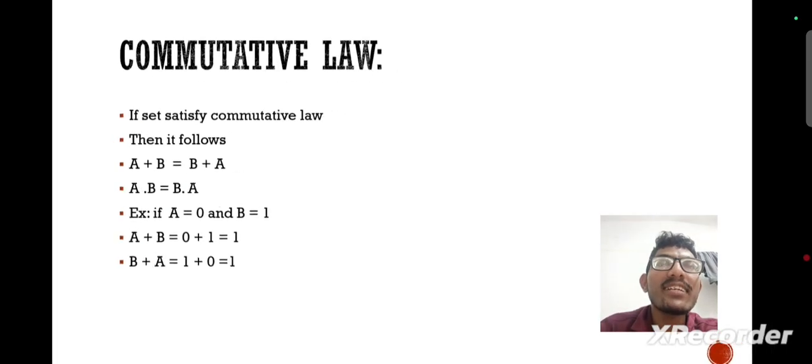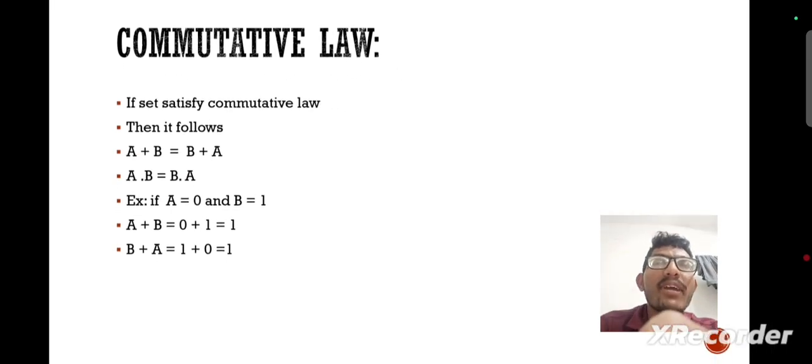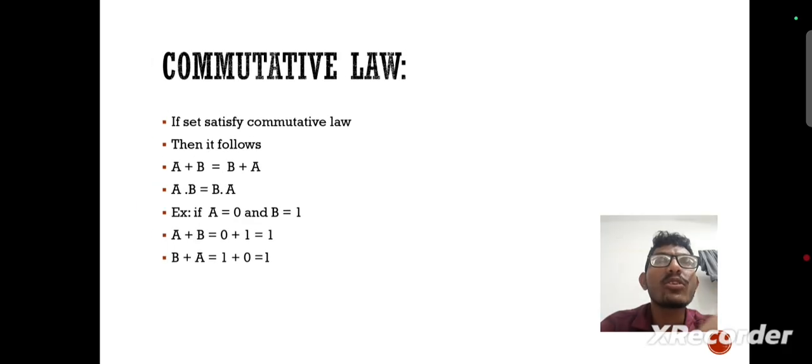For binary addition, A plus B equal to B plus A. For binary multiplication, A into B equal to B into A. For example, if we take A equal to 0 and B equal to 1, A plus B equal to 0 plus 1, that will give us a true output. Then B plus A equal to 1 plus 0, that will also give us a true output.